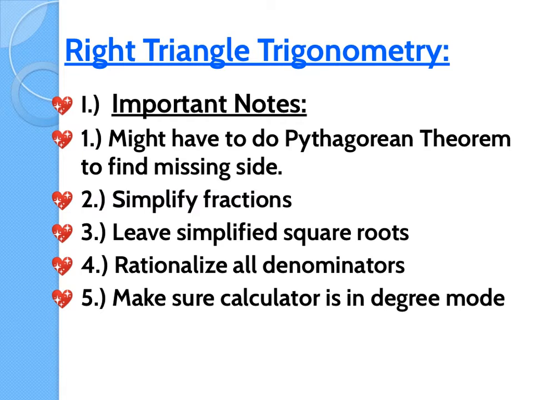So with right triangle trigonometry, it's going to be important to remember you might have to do the Pythagorean theorem to find your missing side. We're going to keep everything with simplified square roots. So make sure you're simplifying your fractions, make sure you simplify your square roots, make sure you rationalize your denominator, and make sure your calculator is in degree mode for right now.